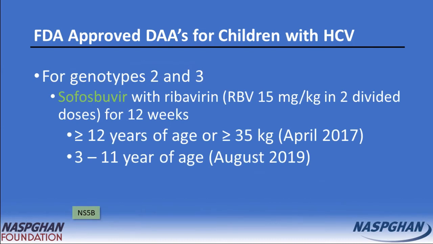This is more of a historic note now because we have pan-genotypic therapies, but for genotypes 2 and 3, in some situations, sofosbuvir with ribavirin is very effective and is also available down to 3 years of age. The dates after these indications are the date of approval by the FDA.